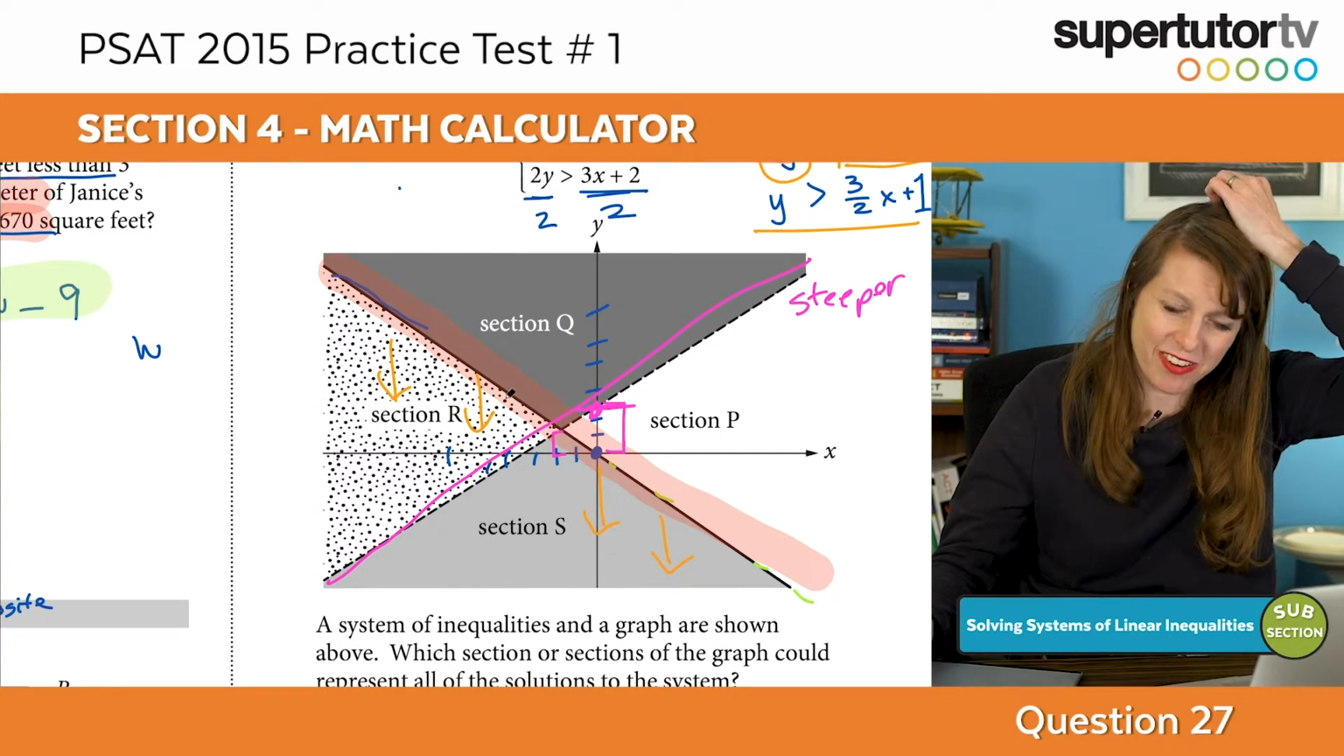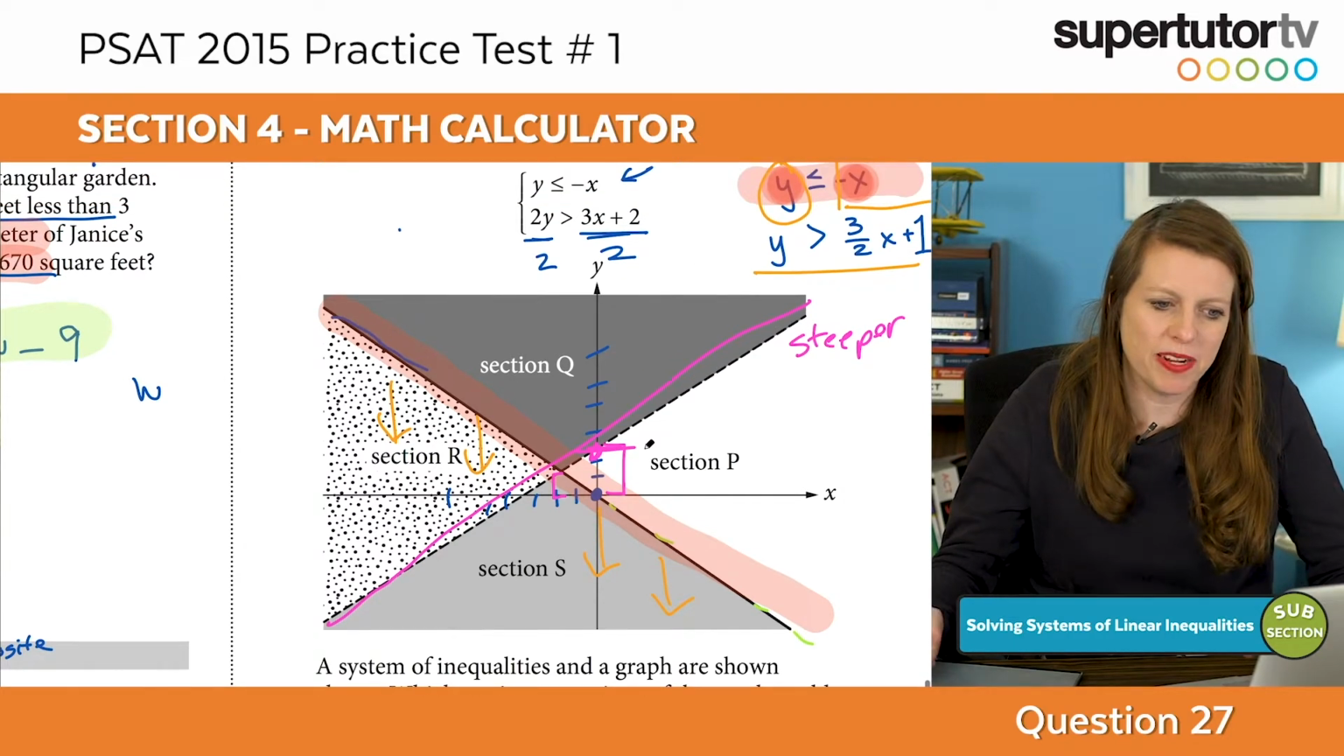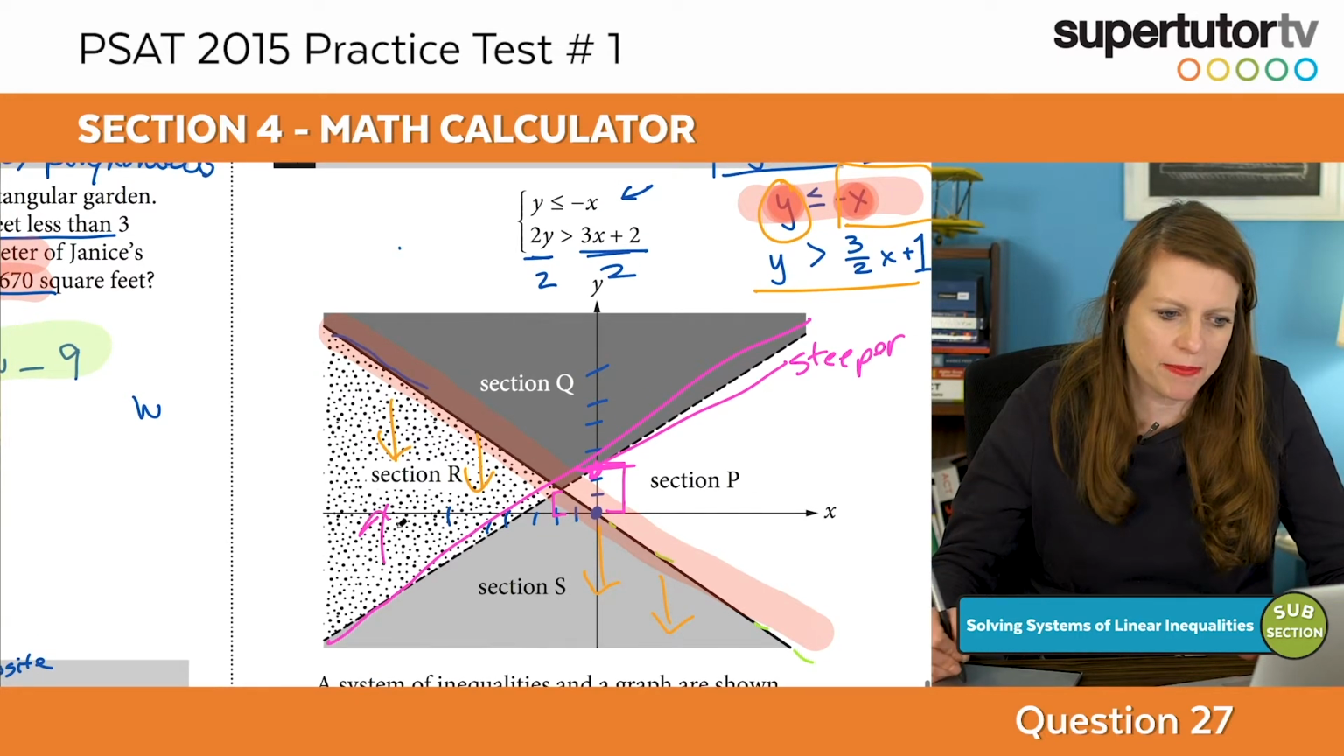I'm going to be honest, but one's negative and one's positive. And so it's not to scale. So don't expect it to be to scale, but at least I know that the steeper one has to be this one. And I know I'm shading up. So the overlap here I know is this polka dot region, right?